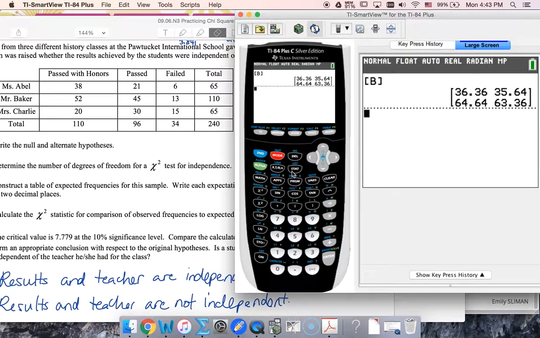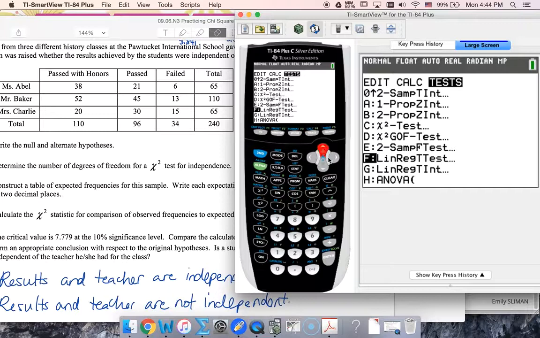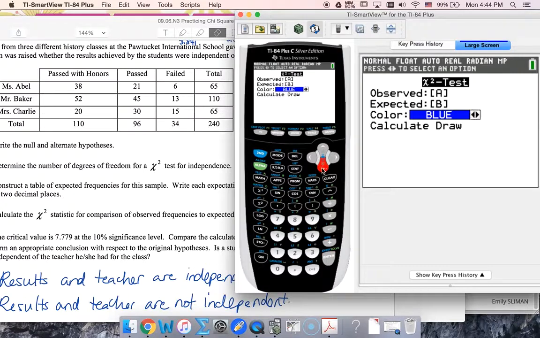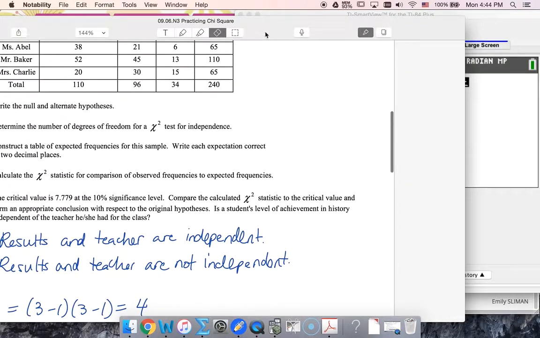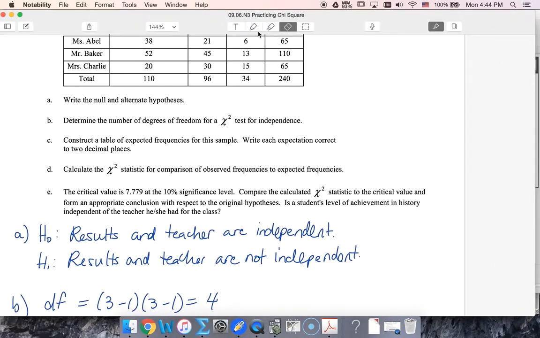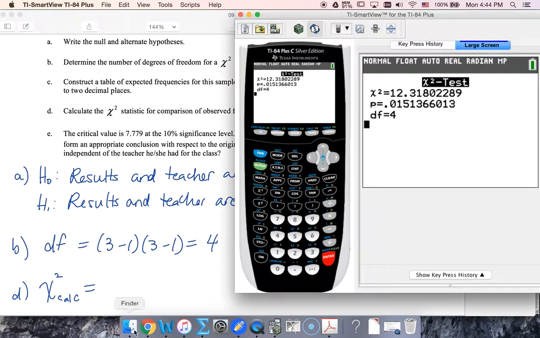Okay. So now I'm going to do my chi-square test. So stat, test, chi-square. All right, observed, expected, calculate. So there's my degree of freedom of 4. Here's my chi-squared value, so I'm going to go ahead and write that down. So my chi-squared calculated value is 12.3. So that's chi-squared calc, was about, I've already forgotten, 12.32.